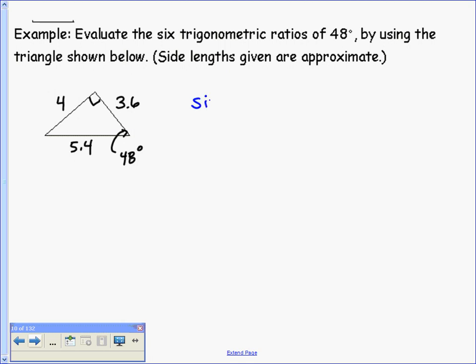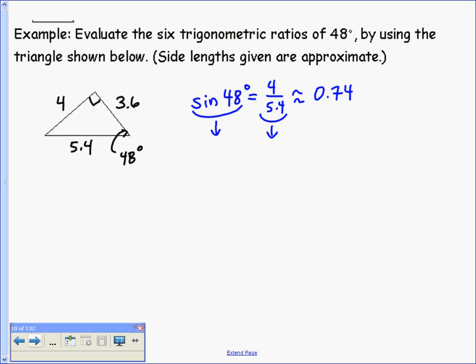So we're going to start out by finding the sine of my 48-degree angle. And the sine is going to be opposite over adjacent. I'm sorry, opposite over hypotenuse. So we get 4 over 5.4. And what I'm looking for you to do right now is to plug each of these into your calculator and see that they are the same value. So in each case, you should find that you get approximately 0.74. You're going to have to round that, so we're going to say approximately.